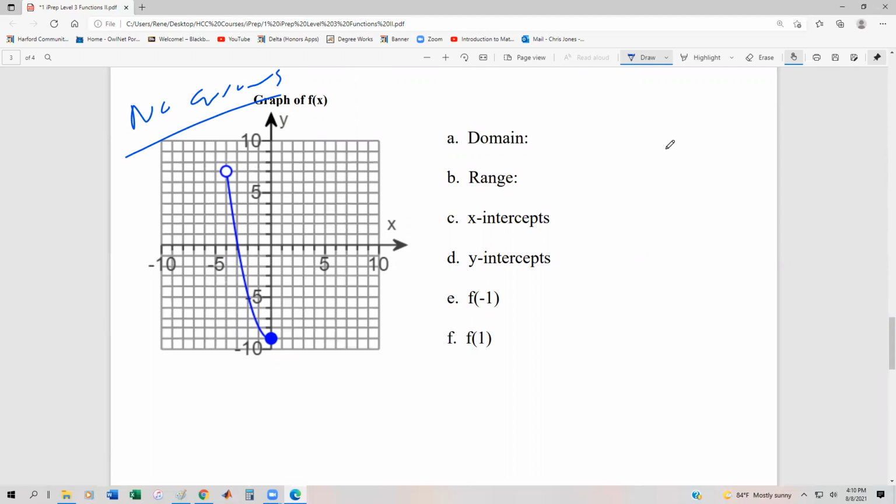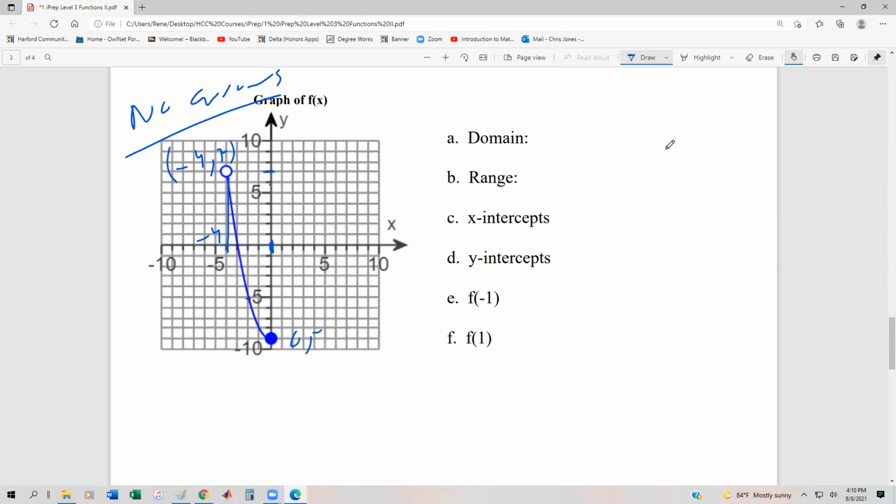So the domain is all the x values for this. Notice right here, we have an x value that starts at -4, and then the last x value. If we wanted to, we could say that this is going to be the point -4, and right here, this is 5, 6, 7. All right, so it might be helpful for us to plot these points.